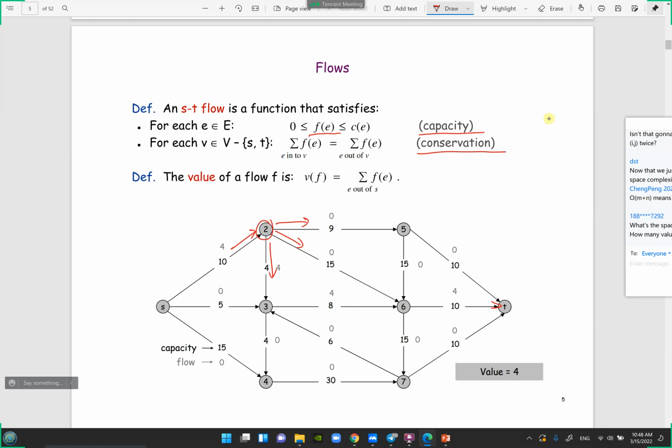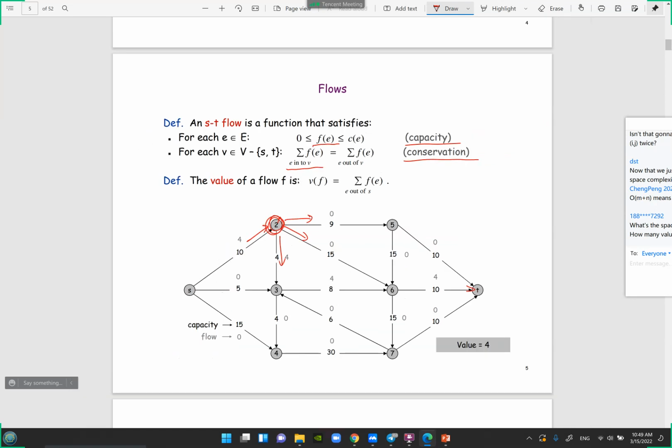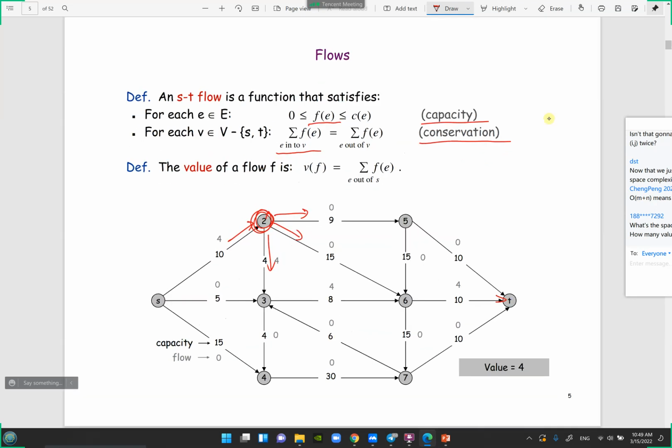Or you can even send it back, or actually, no, let me not talk about that. Because 4 units are coming in, the total amount that you send out from node 2 also has to be 4. Because if you think about water, if it goes into a node, then it has to come out of that node through one of the pipes out of that node. It can't get trapped. We don't allow the water to just stay in this node. Therefore, all of the flow which comes into a node has to equal all of the flow going out from the node.